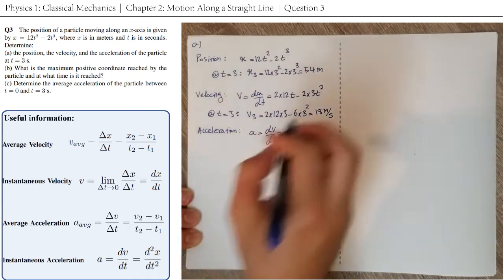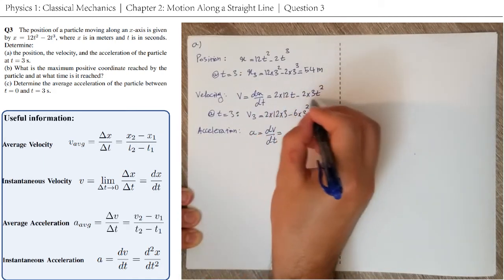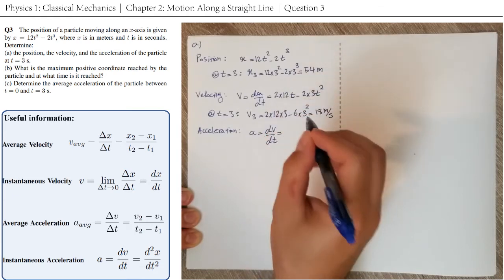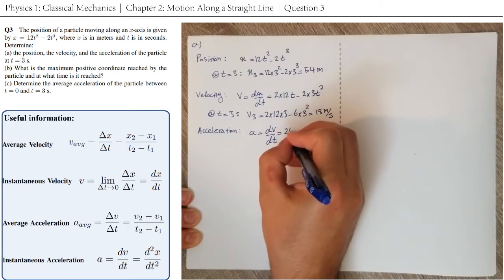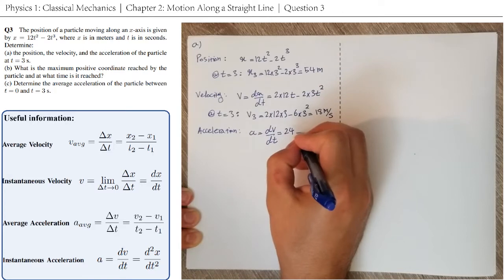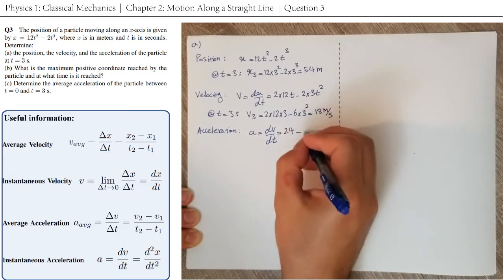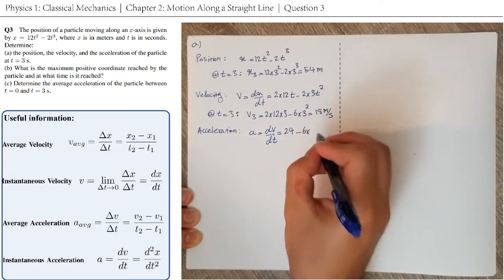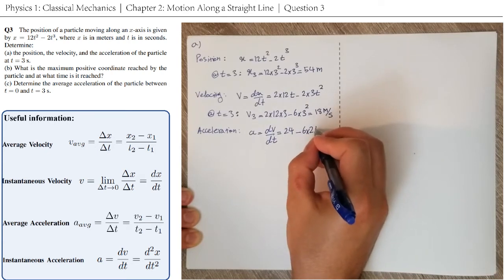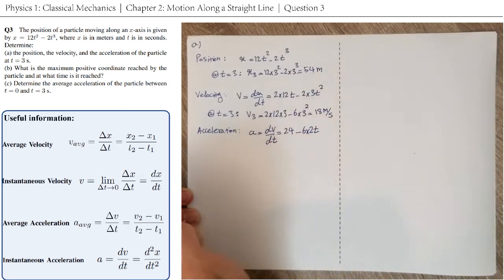which is going to be equal to, taking the derivative of this, it's going to make this 2 times 12, which is 24, and then that's it, minus 6 times 2t. This is going to be our equation for acceleration.